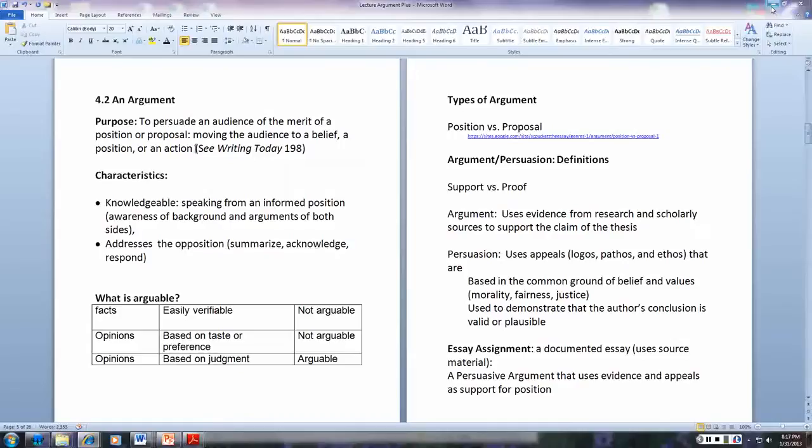We're going to be considering the argument as a rhetorical pattern and as a genre. The purpose of an argument is to persuade your audience of the merit of your position or proposal. We'll talk about what those things mean in just a moment. But you're attempting, through argument, to move the audience to a belief, a position, or an action. We're going to look at the textbook and see what it shows us.